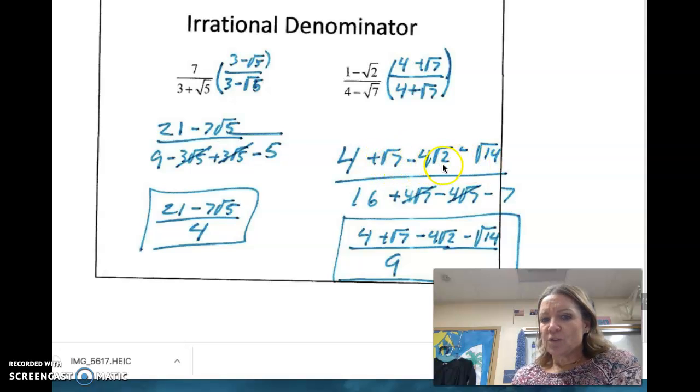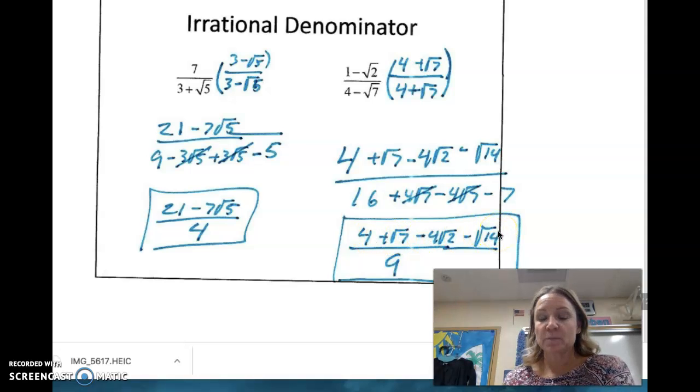And you'll notice that none of these are like terms. None of them have perfect square factors, and we can't simplify it in any way. Usually you can simplify, but in this case you can't at all. So you have to write them all as separate terms and just leave that as your answer. But if you can simplify, go ahead and simplify.